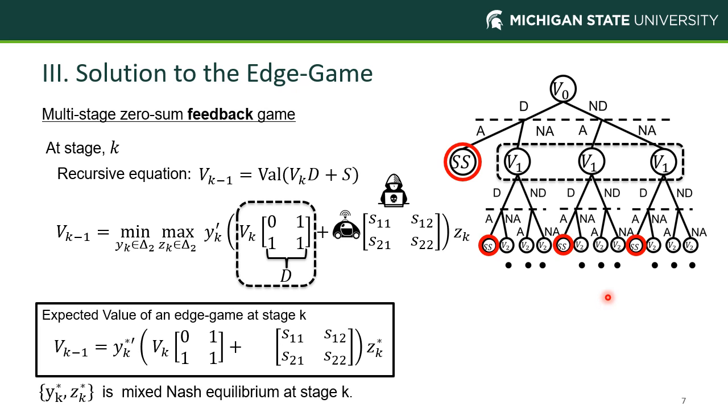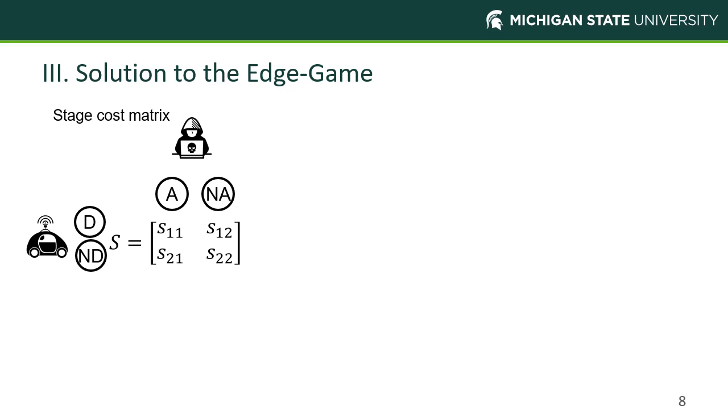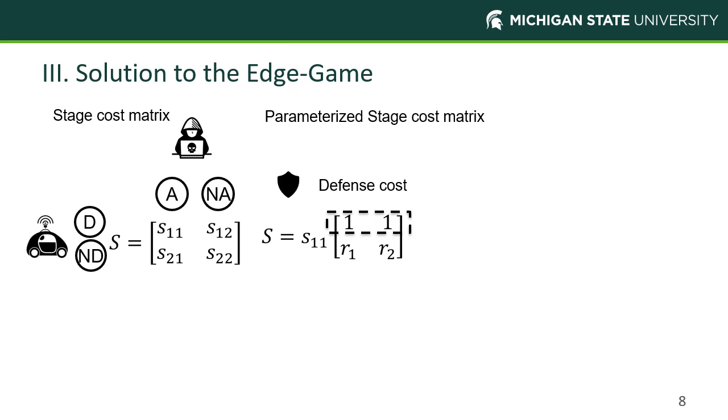The expected value of the game is determined by solving for a mixed Nash equilibrium, and recursively solving the game from the final stage to V0 leads to the value of the edge game. Let me talk a bit more about the stage cost matrix S. We consider a simple and parameterized version of the stage cost matrix, parameterized by R1 and R2.